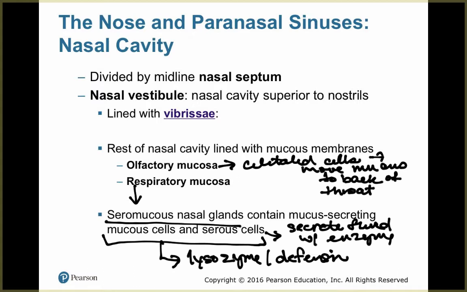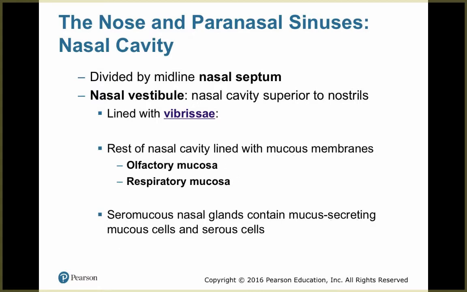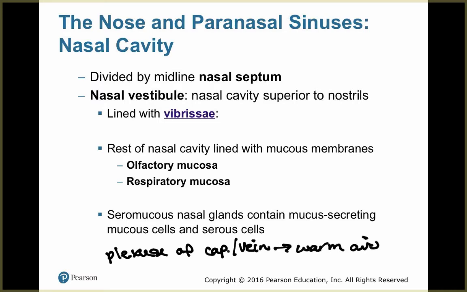Now, within this, you're also having, on top of this, like it said, it's important. It helps to warm air. So all the different plexuses that you have of capillaries actually help to warm the air, because the blood flowing through those is really warm. Your body's keeping it that way. So as you breathe in, initially it's going to be really cold, and that's going to help that radiant heat come off of there.